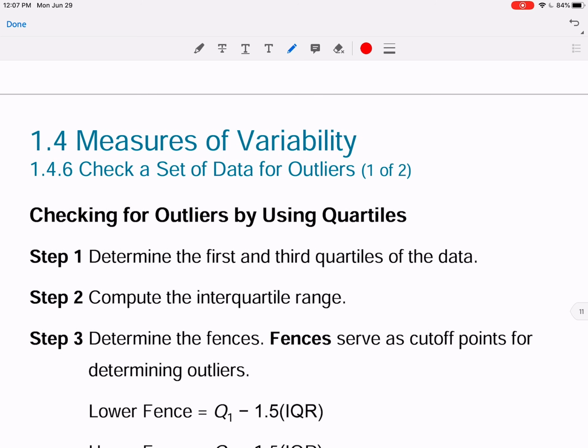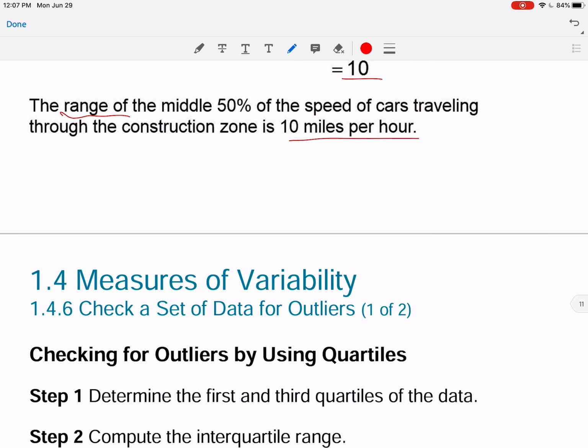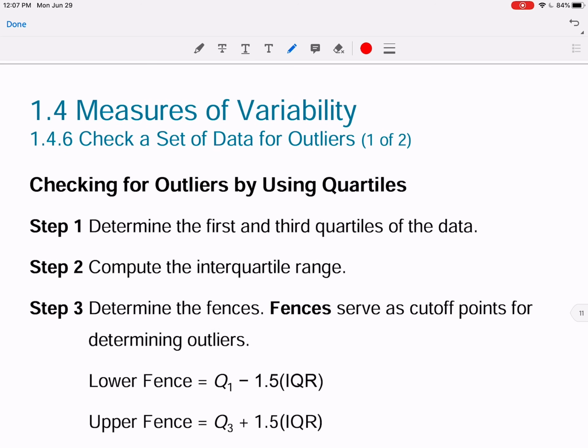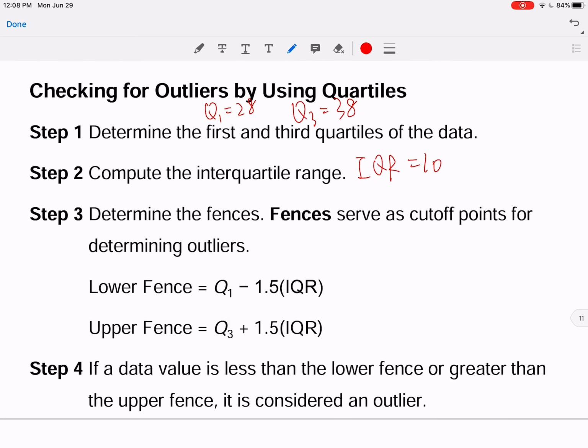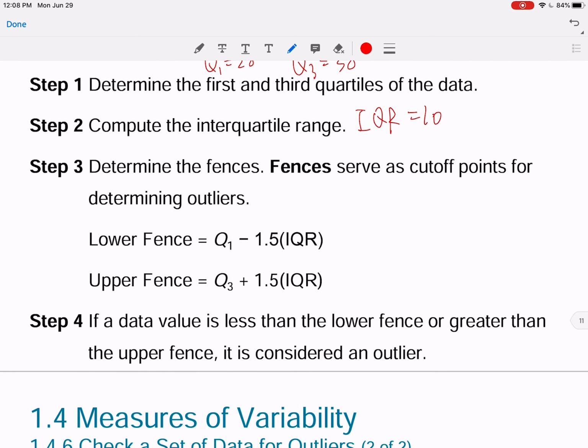Okay, now once we know how to calculate the IQR, let's take a look at how to check for outliers by using quartiles. Step 1, determine the first and third quartiles of the data. So in the previous example, we know that Q1 is 28 and Q3 is 38, right? Step 2, compute the interquartile range. Of course, IQR is equal to 10 in the previous example. Then determine the fences. Fences serve as cutoff points for determining outliers. We have two fences over here. One is called the lower fence and one is called the upper fence.